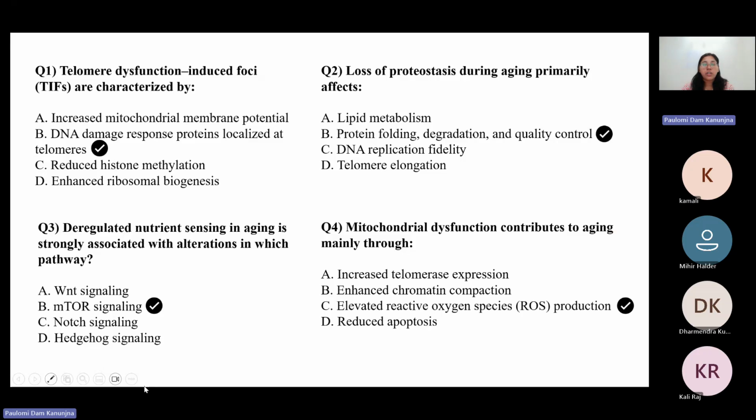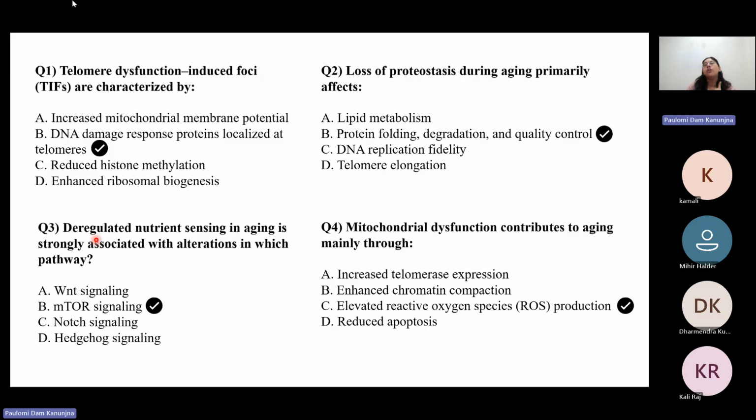Okay, so the first question here is telomere dysfunction induced foci. Anything to do with telomere problems. Telomere dysfunction induced foci are basically characterized by DNA damage, because anything to do with telomeres has to do with DNA. So DNA damage response proteins are localized at telomeres. Foci is basically the patch or the location where the problems are induced, which is triggering the response for the cell metabolism here, right?